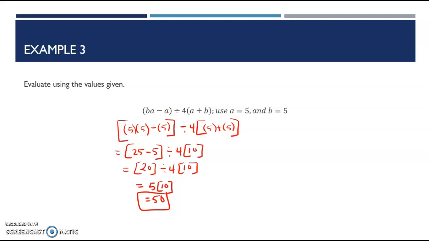So when it comes to substitution, we substitute in our variables using parentheses, and then use our order of operations from our last video. See you in the next one.